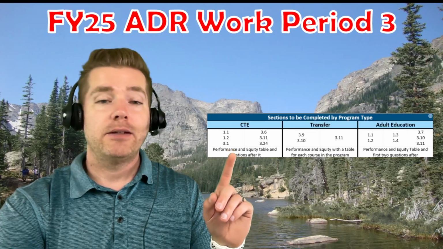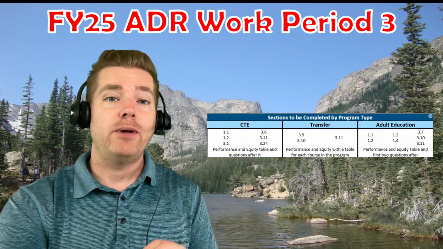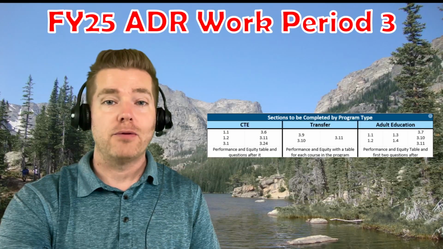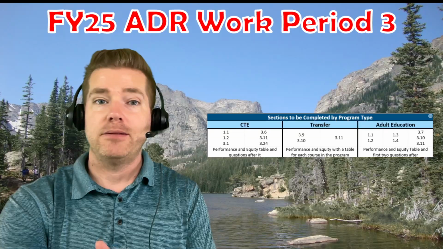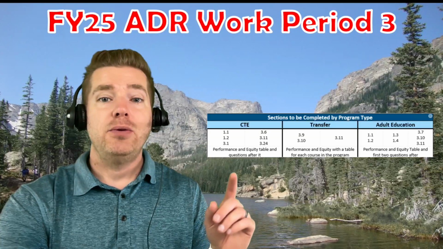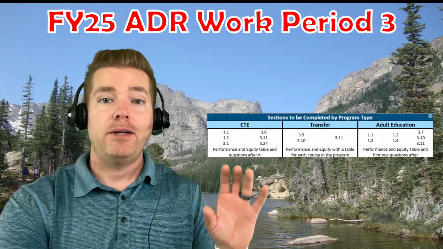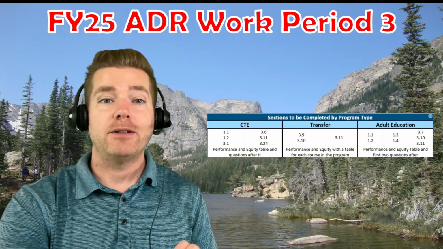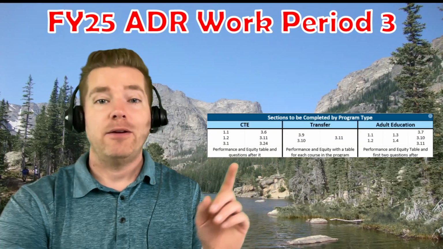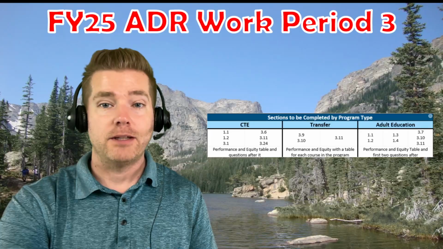The important thing for CTE is that if you have multiple credentials for your program, like in AAS and certificates, you have to make the table at the top of the template, copy and paste it for however many different credentials you have, and fill out the data for each of those credentials.